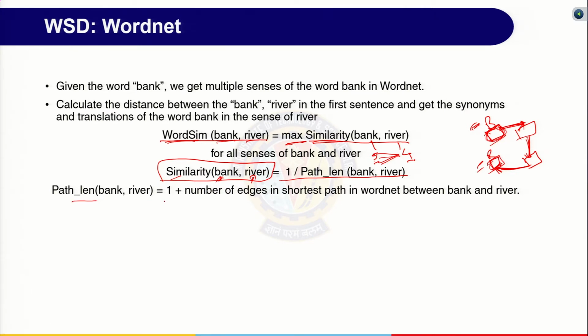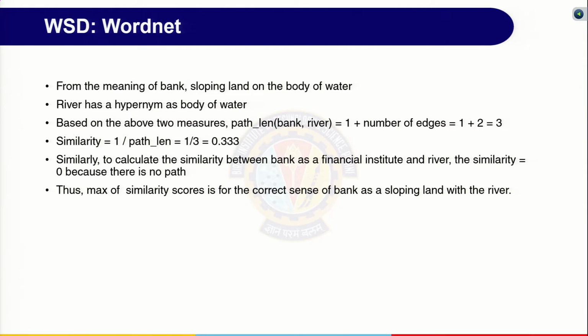So the path length is calculated as 1 plus the number of edges in the shortest path in WordNet between bank and river. From the meaning of bank, sloping land on the body of water, river has a hypernym, body of water. So based on the above two measures, the path length of bank and river can be 1 plus 2. The number of edges needed to move from bank to river is 2, and we have a path length of 3, so the similarity is 1 by 3. In this context, the similarity will be 0.33.